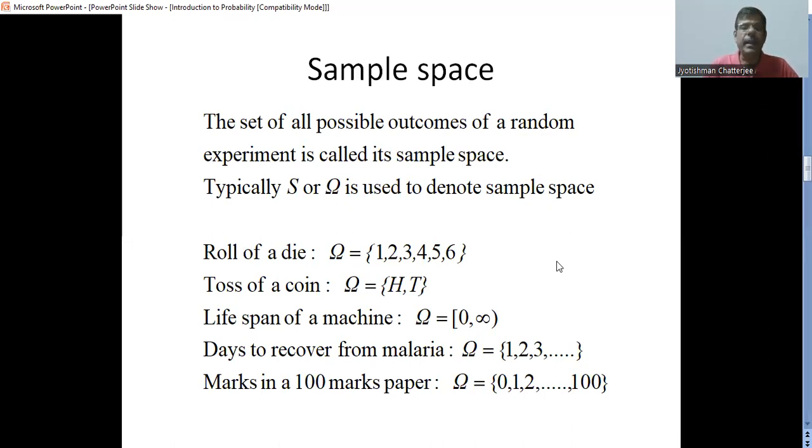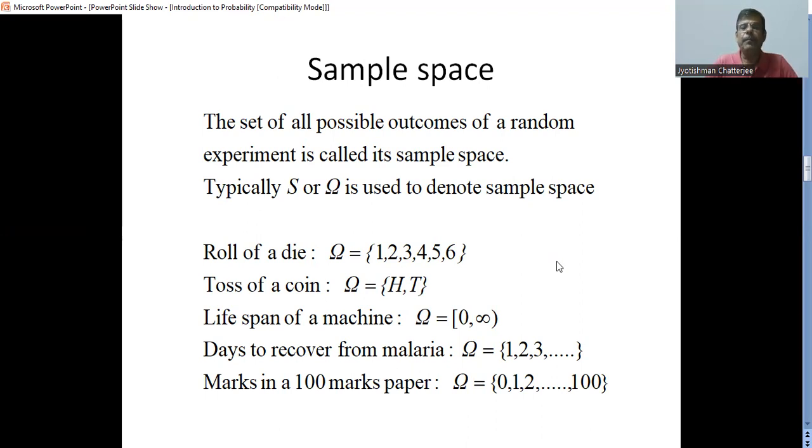Days to recover from malaria. Of course, the person will take at least 1 day because the person is already suffering from malaria. So the number of days required can be 1, 2, 3, 4, etc. We just don't know how long it might take. So just to be on the safe side, include all the non-negative integers, although many of those might be redundant. Say, for example, 25,000 days: for a theoretical study it will be okay to include it, but practically it won't happen. So as we don't know, let's include all the non-negative integers here.